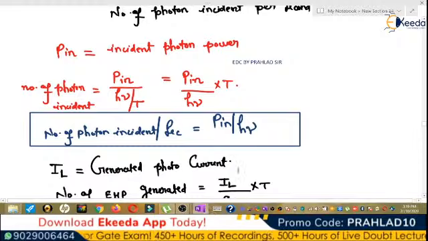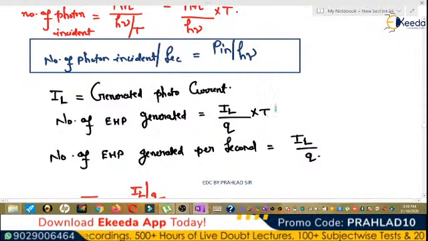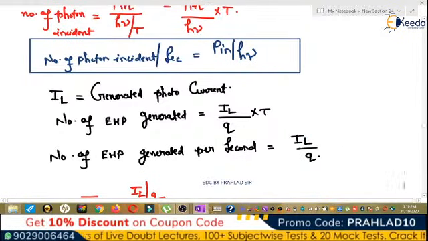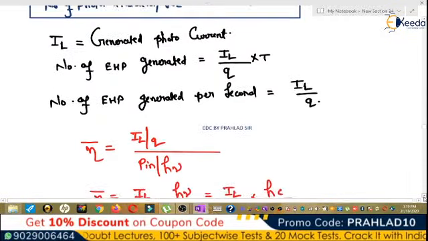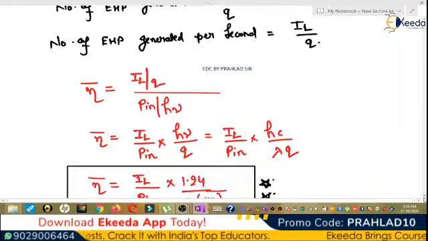So IL is the photo generated current. So number of electron hole pair generated is IL upon q into t. So number of electron hole pair generated per second is IL over q. So when we talk about the efficiency, eta bar, it is IL by q over Pin by h nu. So IL by Pin into h nu by q.